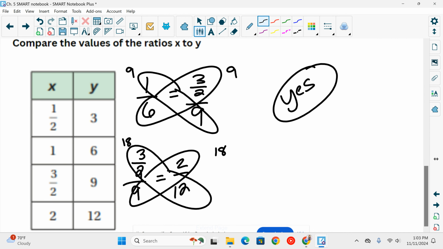When you do that, I multiply 6 times 1/2, and then you multiply 1 times 3, and you get the equivalent 2 like that.